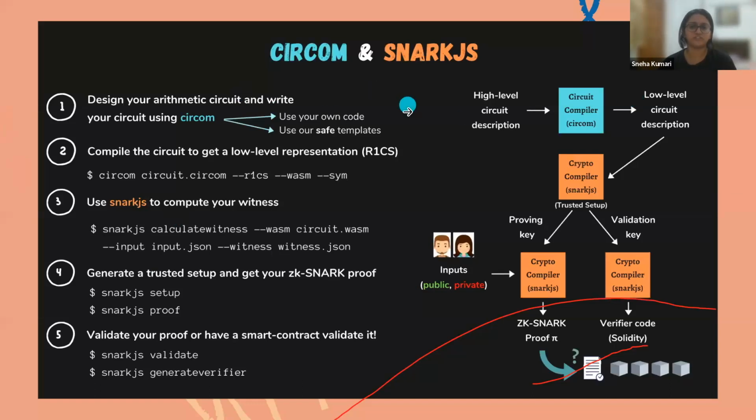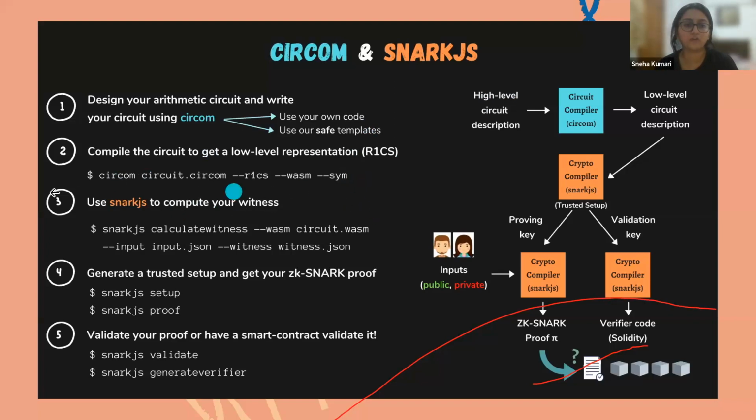This structure is again similar to what we were talking about with circom and snark.js in general, that whenever we are designing our arithmetic circuit and writing it using circom, there are two potential options. You can use your own code or you can use safe templates. Now, all the pre-existing templates are provided in the circom library, which we will be further using in our project, so that we reduce our manual task, and whatever can be done through libraries can be easily done.